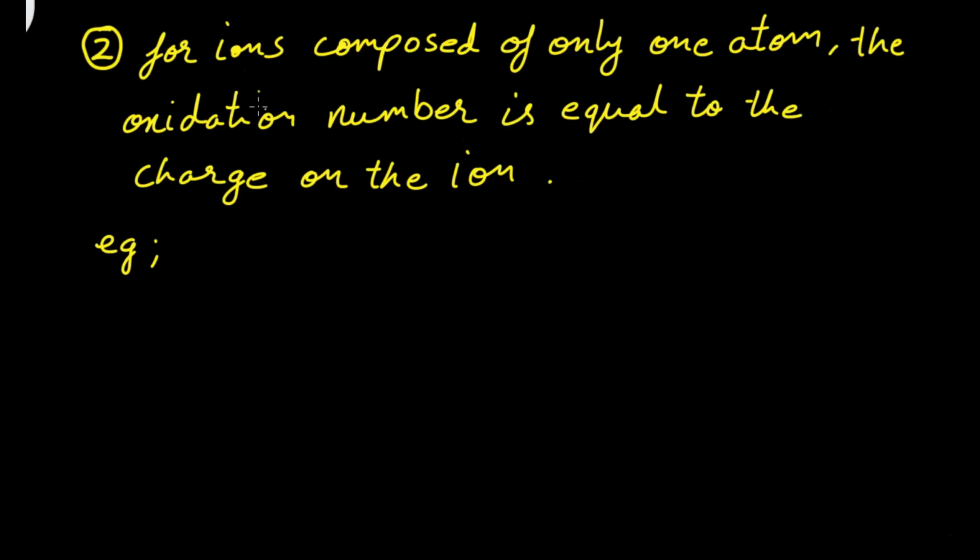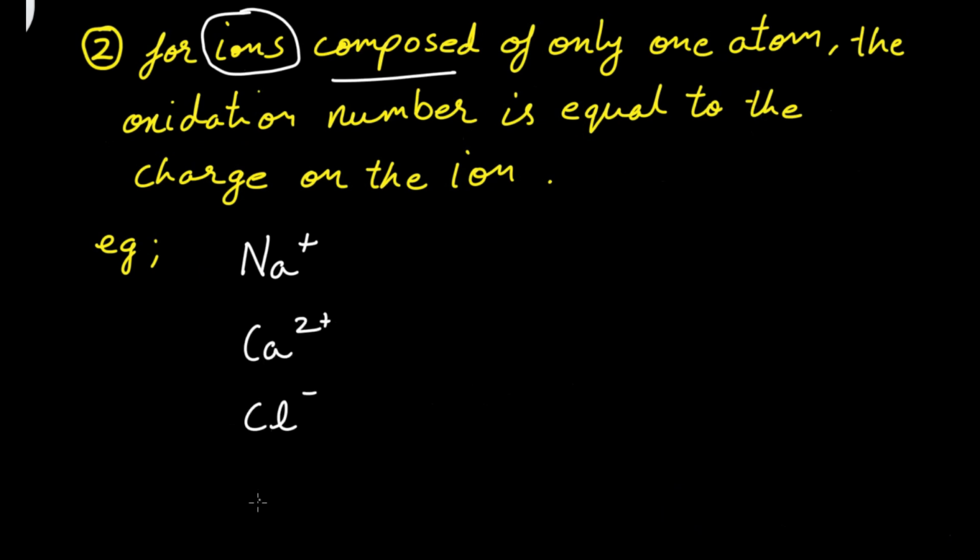Now we will move to the second rule. For ions composed of only one atom, now we are talking about ions, the oxidation number is equal to the charge on the ion. Learn by examples: Na+, Ca2+, Cl-. These are all ions.